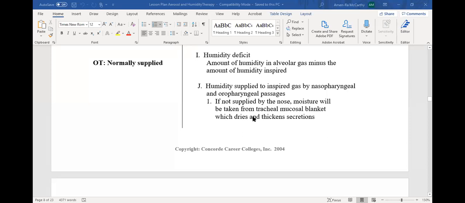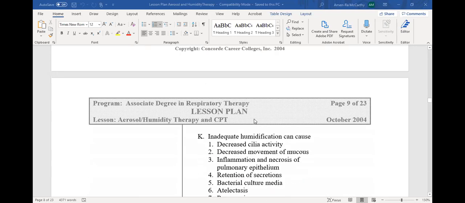And if the nose and mouth are bypassed, now the trachea has to heat it up because that gas has to be 44 milligrams of water before it gets to the lungs, okay? So the trachea is having to do that job for your nose because the nose has been bypassed, okay? And that's going to start causing a problem, right? The mucus blanket is going to start getting thick. It's going to start slowing down. See, it's a domino effect.